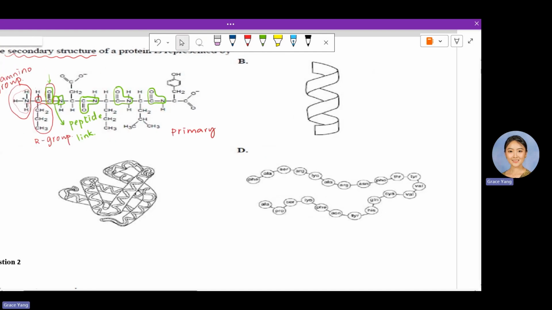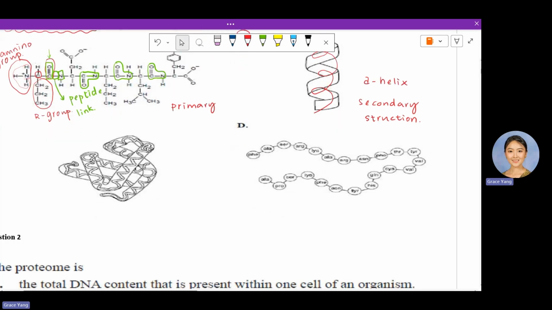Okay, now B. Not much information is given by B except for a shape, and that looks like kind of a spiral shape that we drew before, right? So this, to me, looks like an alpha helix, and I know that alpha helix is part of the secondary structure. Okay, so very likely B is going to be our answer here. So I'm just going to go ahead and circle B, but I'll still have a look at C and D.